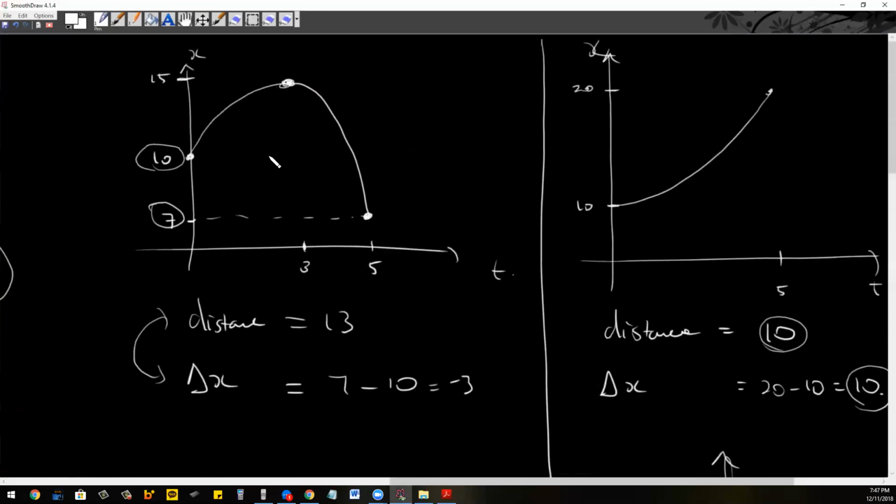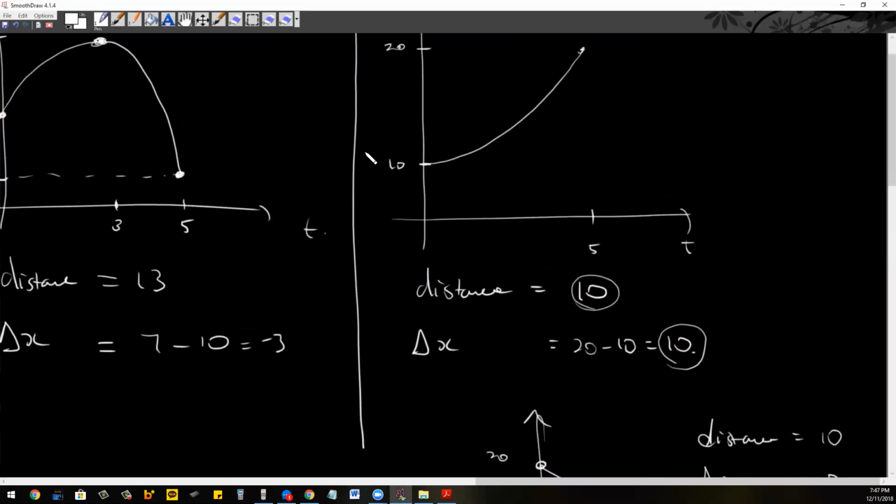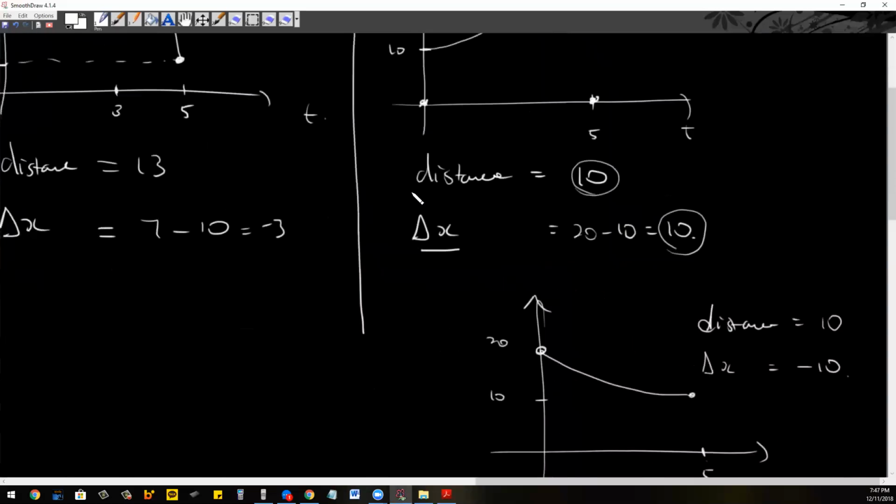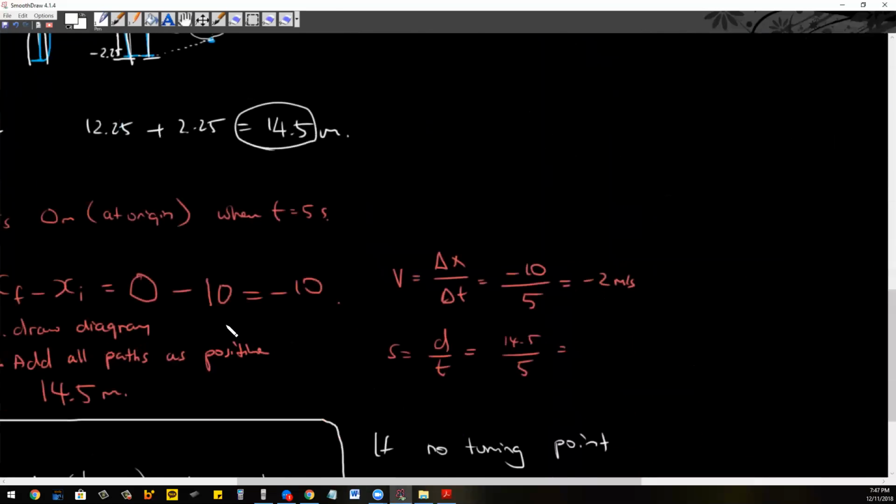So when it comes to a distance question, the first thing you have to do is find the turning point and see if the turning point is within your time interval. If it is, then you have to draw a diagram and figure it out. If there is no turning point, then just figure out the change in displacement. Plug in the original time, plug in the later time, figure out the final position, and then minus the initial position. All right, let's move on to the next question.